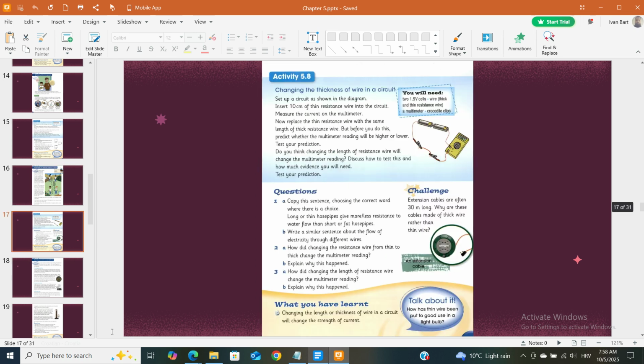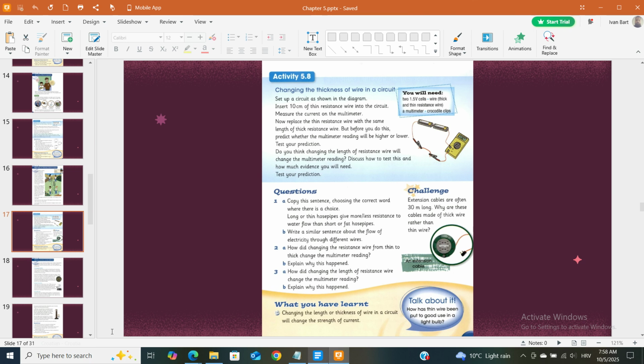Activity 5.8. Changing the thickness of wire in a circuit. Set up a circuit as shown in the diagram. Insert 10 centimeters of thin resistance wire into the circuit. Measure the current on the multimeter. You will need two 1.5 volt cells, wire, thick and thin resistance wire, a multimeter, and crocodile clips.